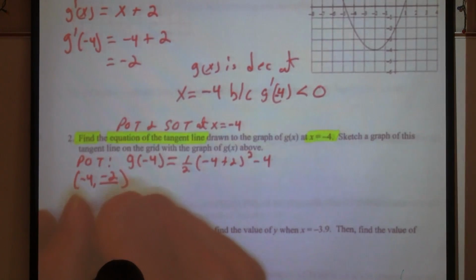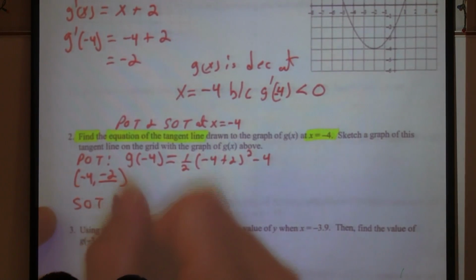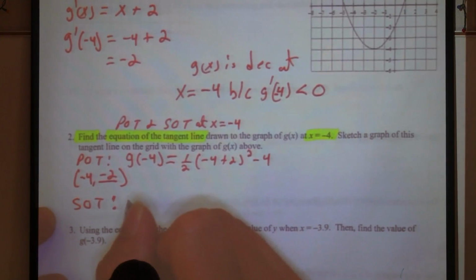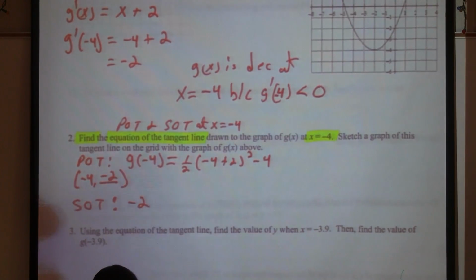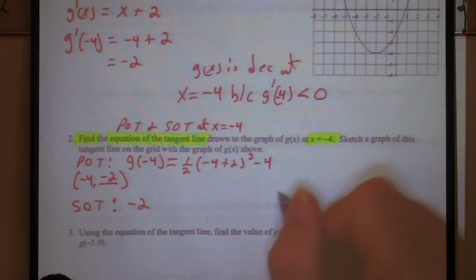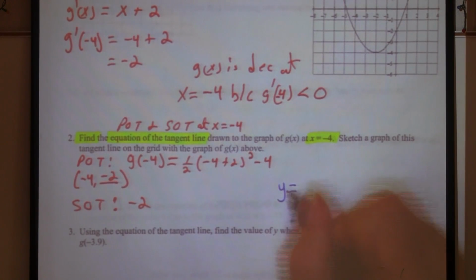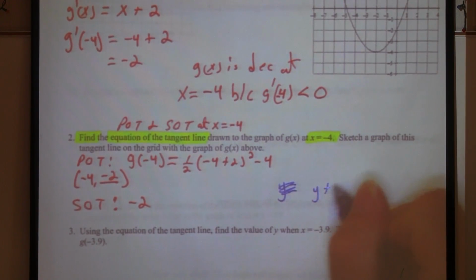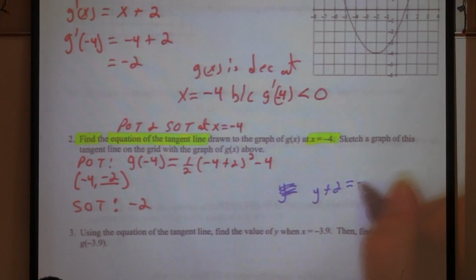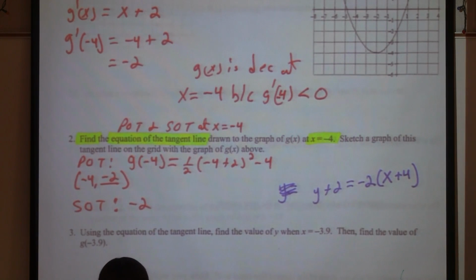Alright. What's the slope of the tangent line at negative 4, sorry? Negative 2, right? We got that from this part up here. Alright, so can we put it together and write the equation of the tangent line? What is it? y plus 2 equals negative 2 times x plus 4. Awesome.